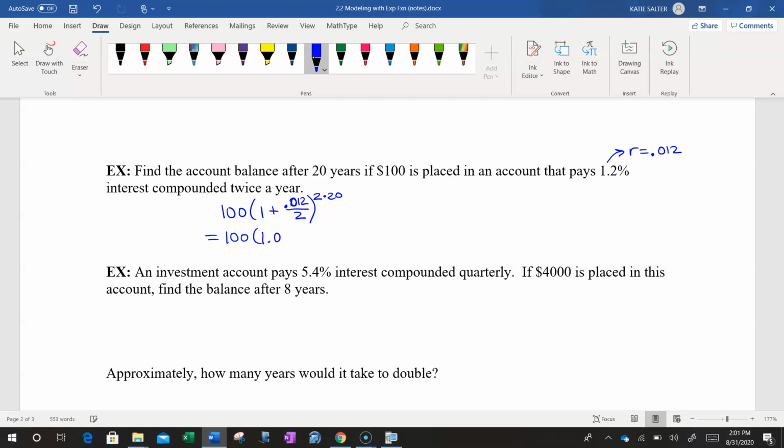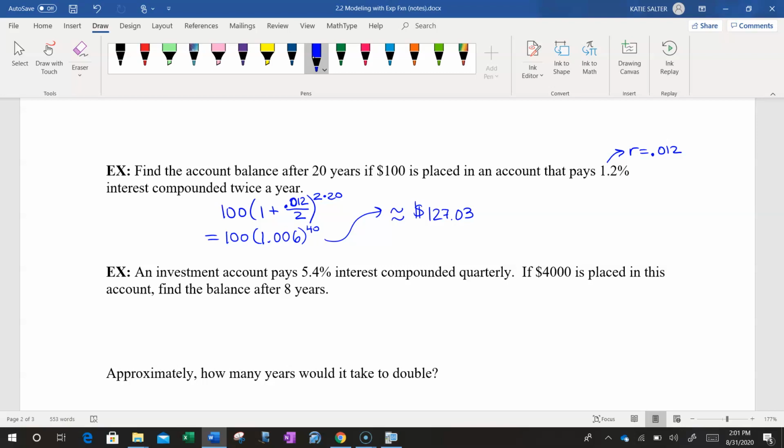This one comes out nice when you divide that. That's 1.006 raised to the 40th power. But if that was like a repeating decimal, you do not want to round that or you're going to be losing your money. And nobody wants that to happen. So if we put that in our calculators, pop it in, we get that that's $127.03.